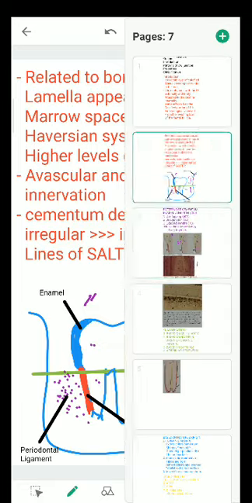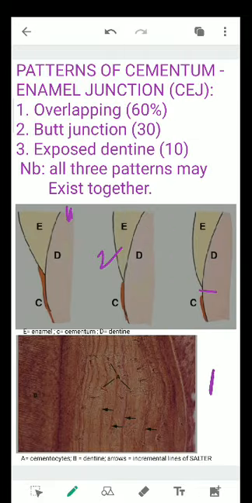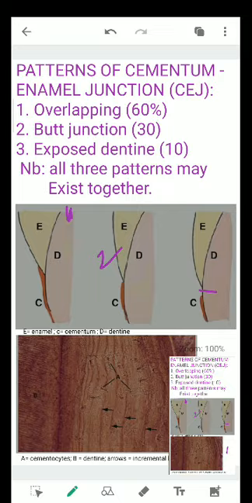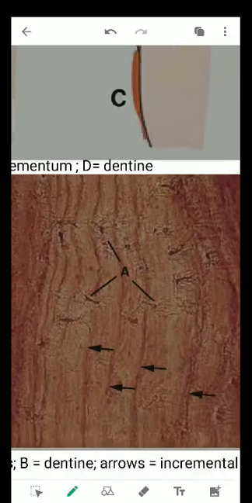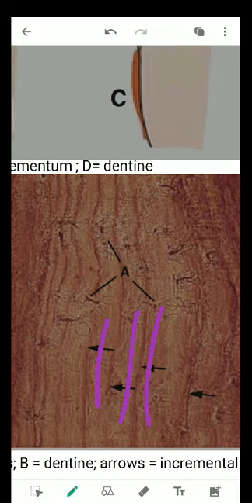So moving on, before we go to the patterns, look at the diagram below, right? You can see these long lines. Those are incremental lines of Salter, right? The A there stands for cementocytes in lacuna with their processes in canaliculi, right? So that's it. Just a little illustration.